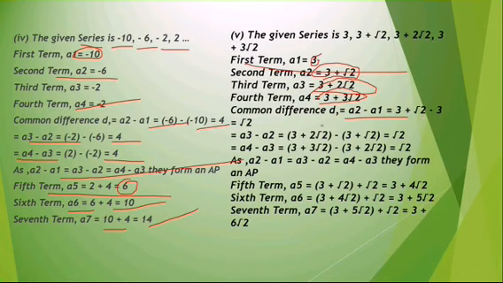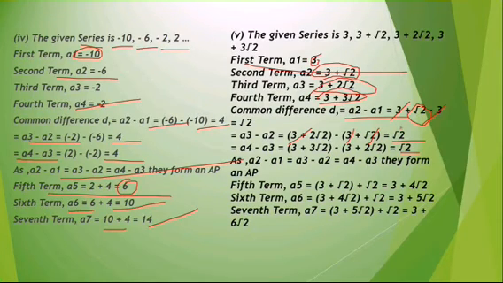Now a3 minus a2, that will be equal to 3 plus 2 root 2 minus 3 plus root 2. Here we can observe that root 2 will become minus root 2 and 3 will become minus 3, then 3 cancels, 2 root 2 minus root 2, that will be equal to root 2. Similarly a4 minus a3 will be equal to root 2. We can observe that there is a common difference of root 2, so they form an AP.